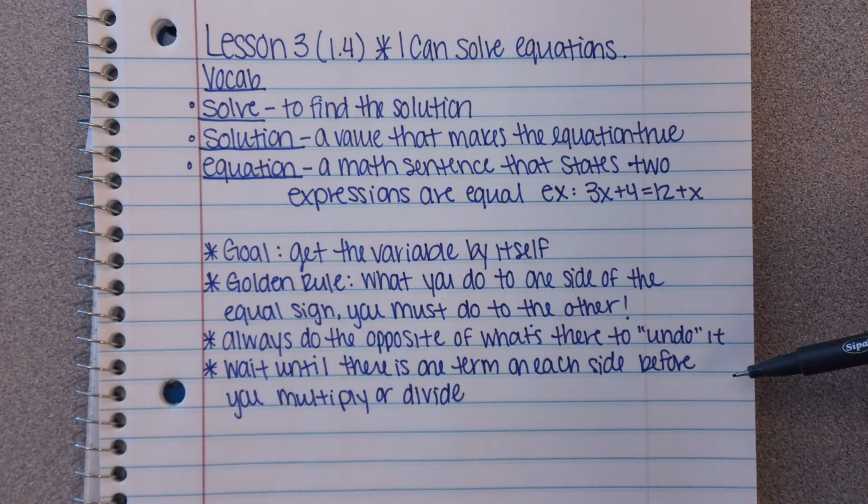And then last, a little tip, because sometimes people get a little ahead of themselves and they try to multiply or divide before they need to. So a good rule of thumb is to just wait until there's one term on each side of the equal sign before you multiply or divide. Okay, that last multiplication or division should be your last step before the equation is solved.